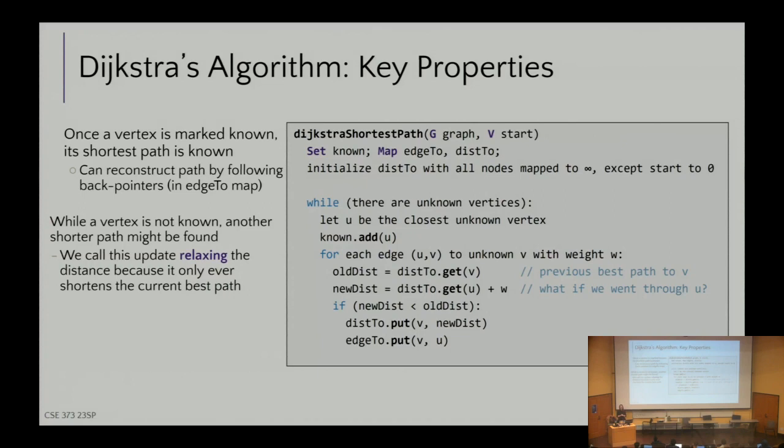As long as a vertex is not known, as long as it's still on the other side of my neighbors while I'm looking out, there is a chance that I might find a shorter distance at some point. And so that technically is called relaxing, just to give you some more terminology.